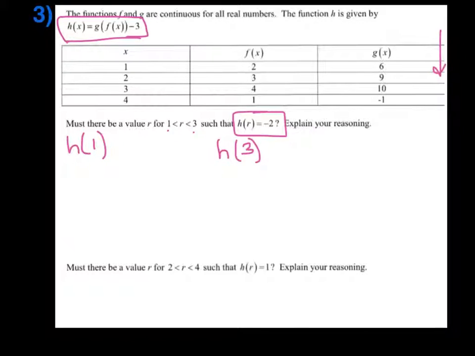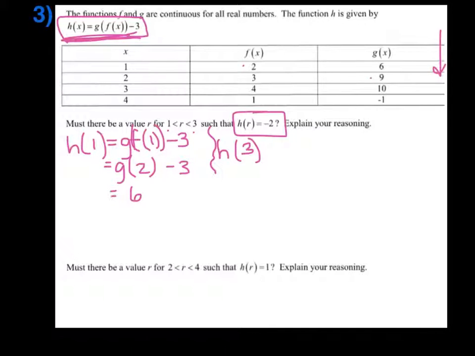After I find those two values, I ask myself, does negative 2 fall in between those two heights? So h of 1 I'm going to evaluate using this rule right here: h of 1 should be found by g of f of 1 minus 3. In this case, f of 1 is 2, minus 3. Now g of 2, so go to your g of x. G of 2 is 9 minus 3, which is going to be 6.